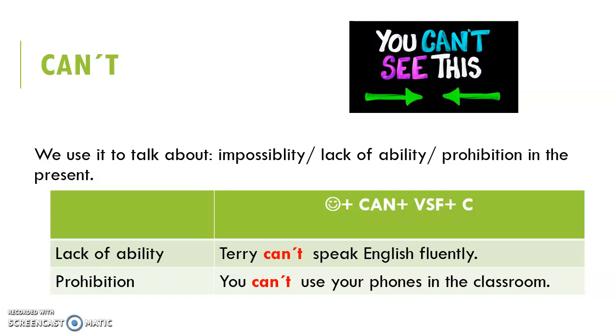Okay? What is the meaning of lack of ability? Lack of ability means that you don't have the ability of doing something. Okay? For example, when you say Terry can't speak English fluently, what does that mean? That you don't have the ability of doing this. And when you say prohibition, I think that this is easier. What does that mean? Well, that you are not permitted to do something. In this case, for example, we are going to have you can't use your phones in the classroom.